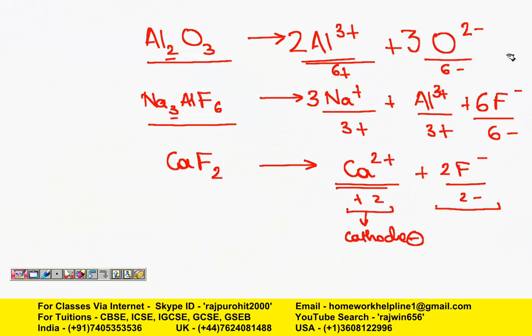Then the anions that are present are oxide and fluoride. Obviously oxide is below fluoride, so oxide ions will get discharged. This is an anion, so it will get discharged at the anode, which is going to be the positive electrode.